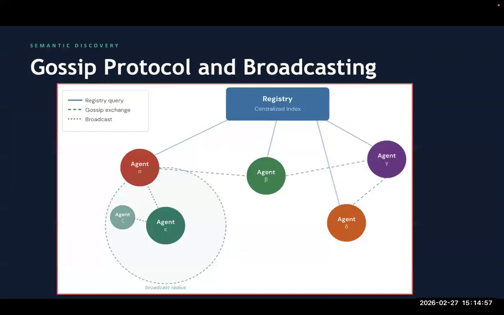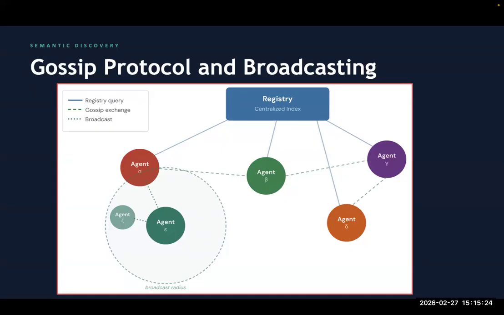This is one way to search, but two others are the ideas of gossip exchange and broadcast, right? So the central registry is one way to index agents, but in a gossip protocol, agents that already know about other agents propagate that knowledge to their neighbors. So when agent alpha collaborates with agent beta, for example, alpha learns about beta's agent card and also about any other agents Beta has recently worked with.